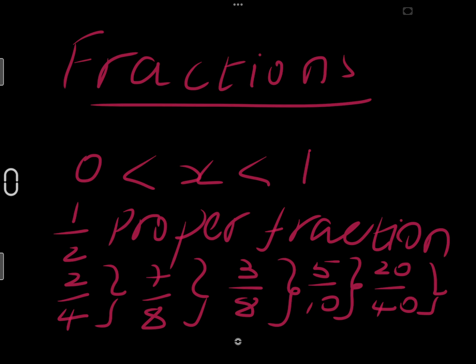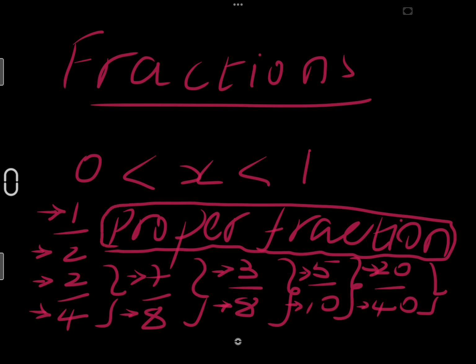When you look at all of these fractions, you can clearly see that the numerator, which is this value here, is smaller than the denominator, which is this value at the bottom there. Look at all of these values. They all have the same identity in terms of having a smaller numerator and a greater denominator. All of these numerators are smaller than the denominators. We call all of these kinds of fractions proper fractions.